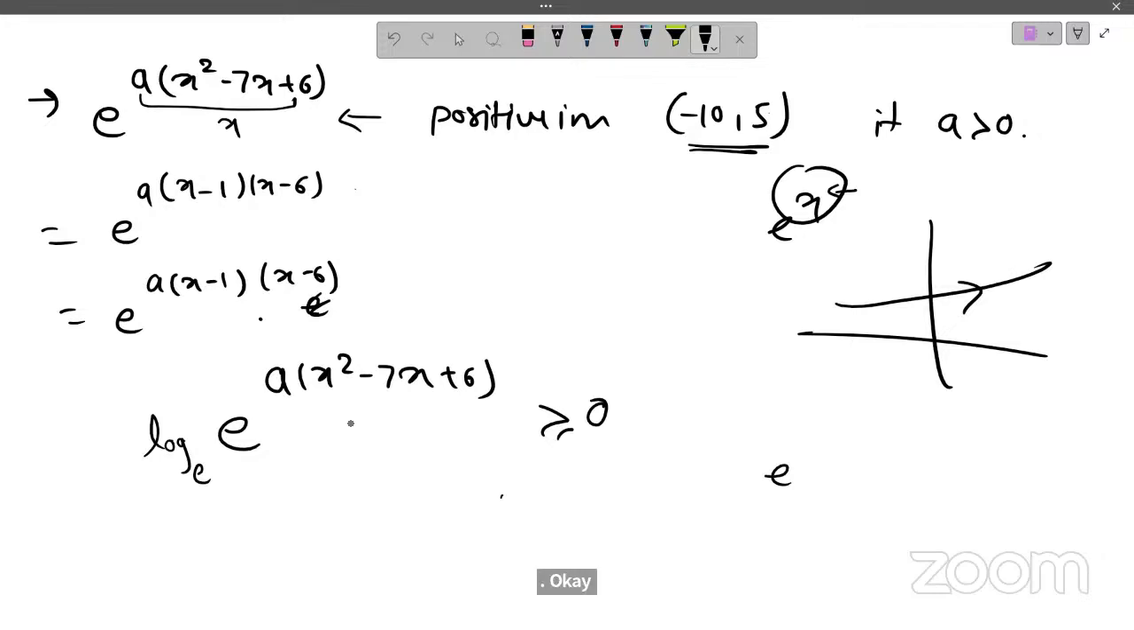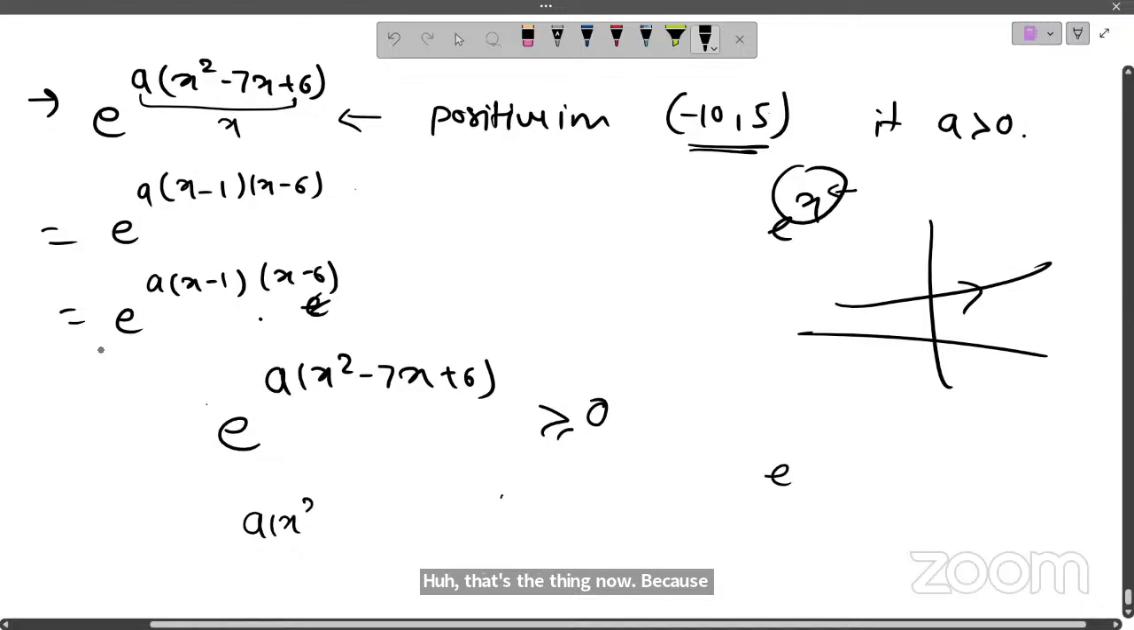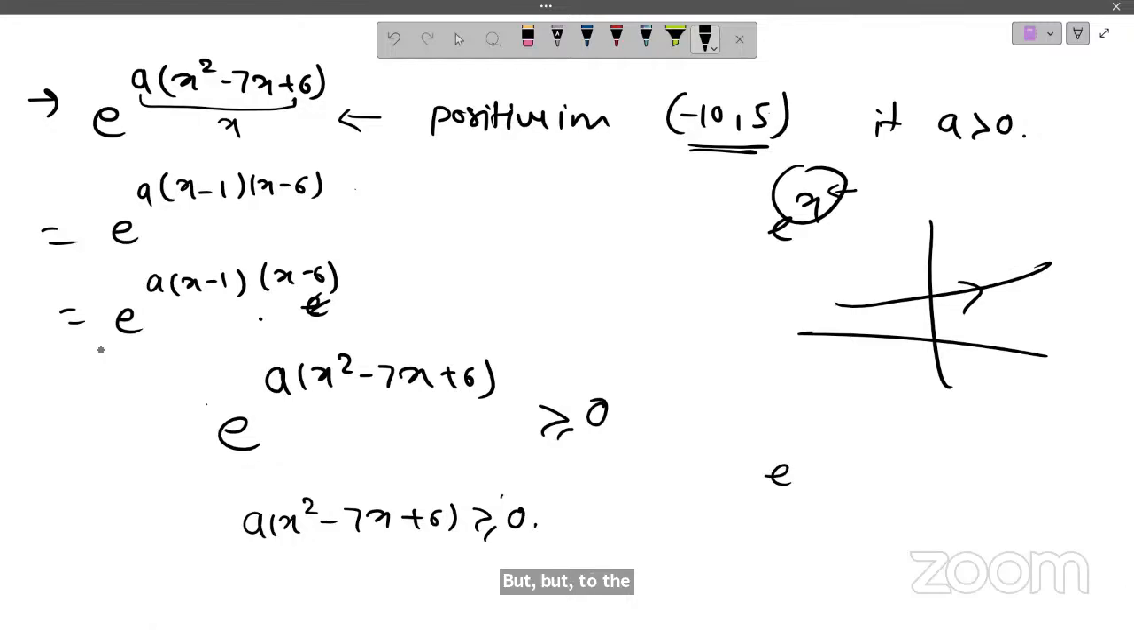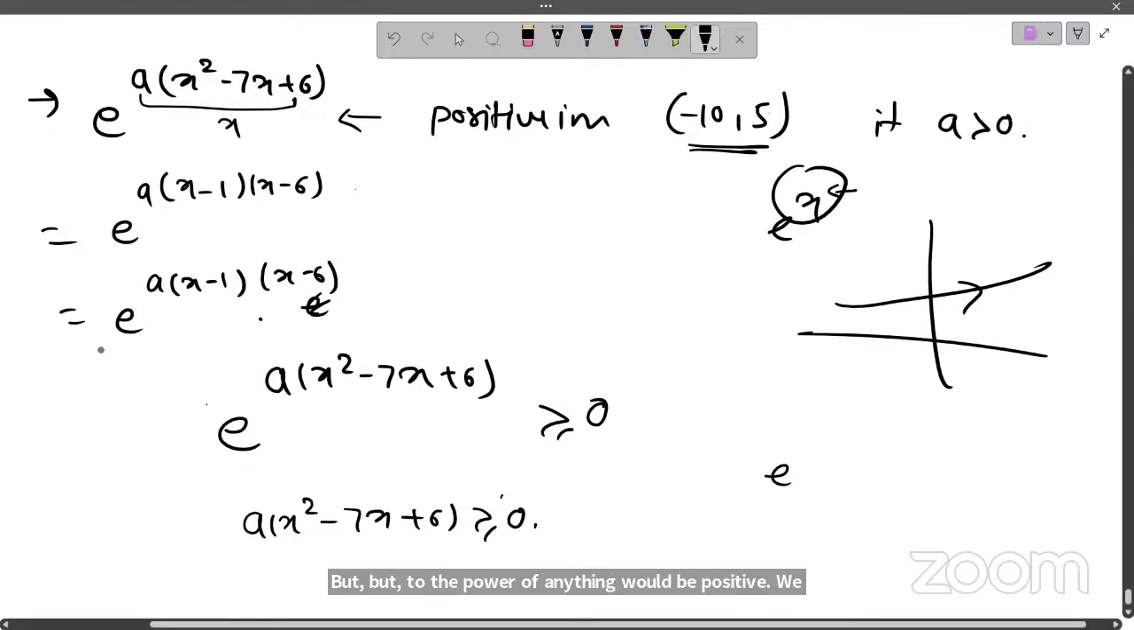Ma'am, e to the power anything will always be positive, no? That's the thing. So whatever the value of x is, e to the power of anything would be positive. We just saw e to the power of minus x, that is 1 by e to the power of x, which is again positive, no?